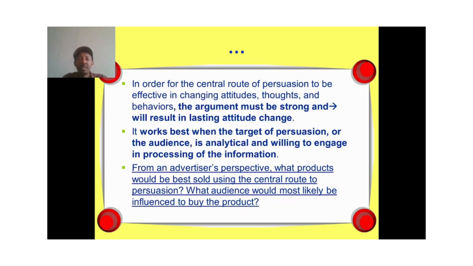So the argument must be strong. For instance, in the case of this central route to persuasion, the argument must be strong to result in lasting attitude change. So the target audience should be analytical, intelligent, willing to engage in processing of the information. The target audience should be intelligent, analytical, attentive.